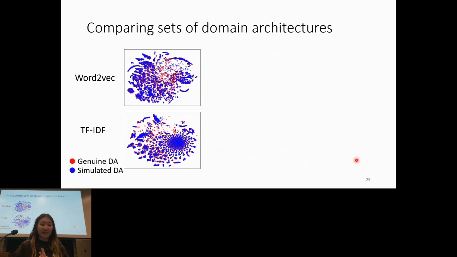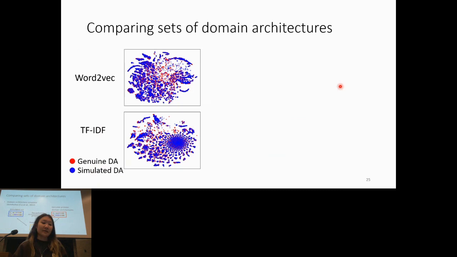With visualization with t-SNE in 2D and with two different word embedding techniques, it seems that the genuine domain architectures, which are the red dots, and the simulated domain architectures, which are the blue dots, are pretty close to each other in this space. But how close are they?